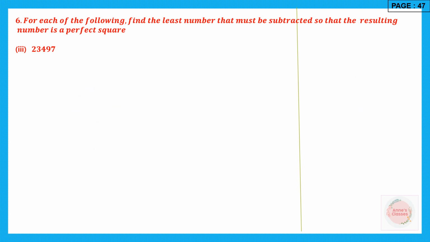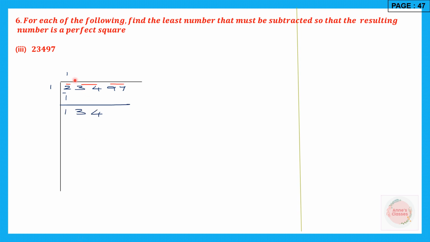The third question here is 23,497. Again, we have to find the least number that must be subtracted from this number to make it a perfect square. So we use the division method. So let's begin. 23,497. Now here we start pairing from here. So one pair, two, and then this is left. So we have only 2, so that is 1. 1 ones are 1, 2 minus 1 is 1. Bring down the next pair, which is 34.